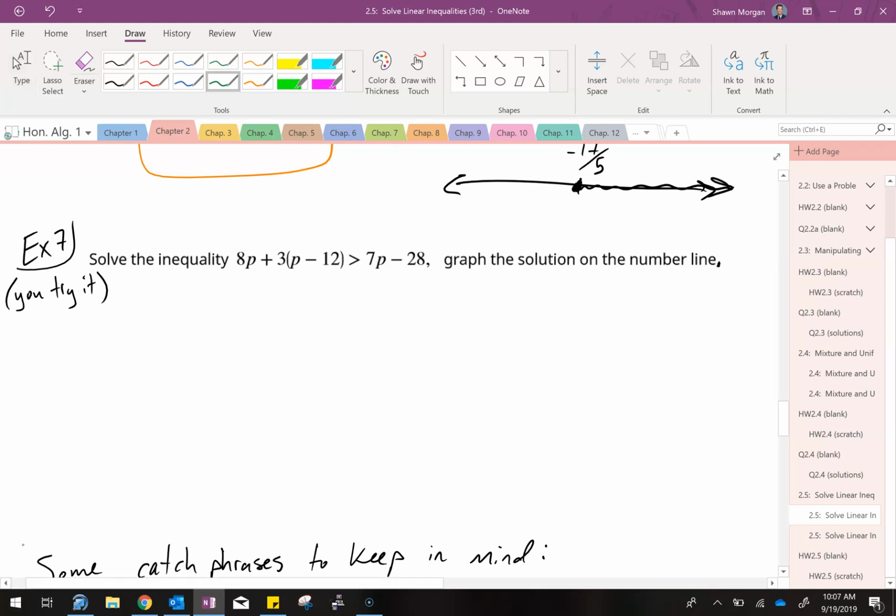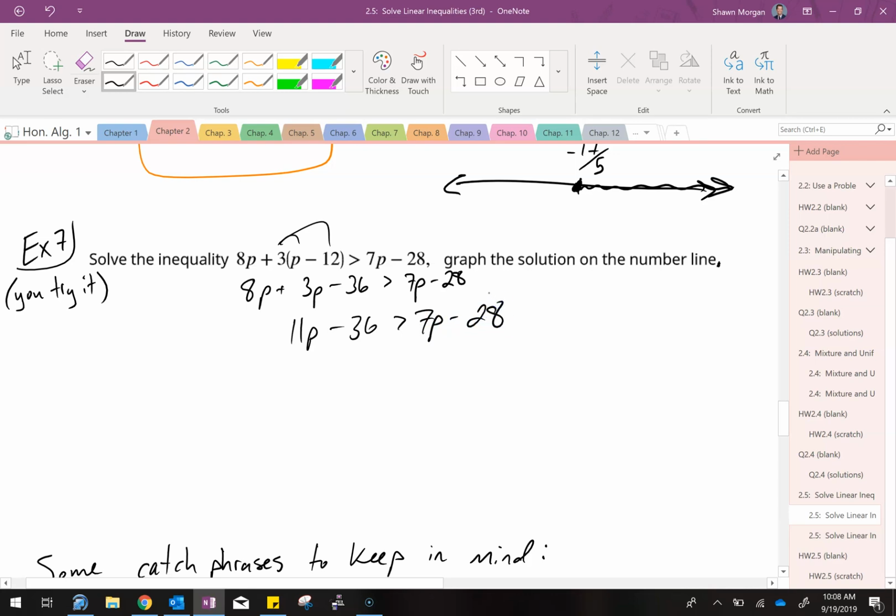So in this example, we've had a little bit of time to work it. Napoleon, what was your first step? What did you choose to do? I distribute. Very good. Distributing and combining like terms is the name of the game here before we start moving stuff over to the other side. So minus 36 and 7p minus 28. Blake, what I said was combining like terms. What'd you get to simplify that left side? 11p minus 36. Perfect. 11p minus 36 greater than 7p minus 28.